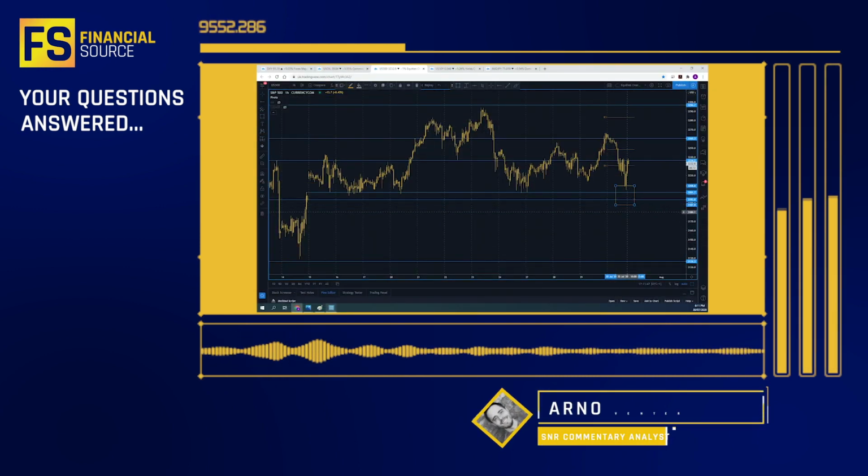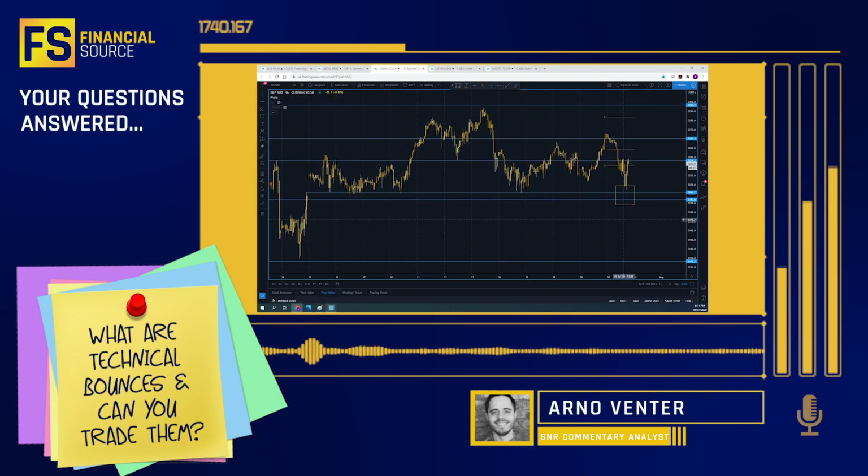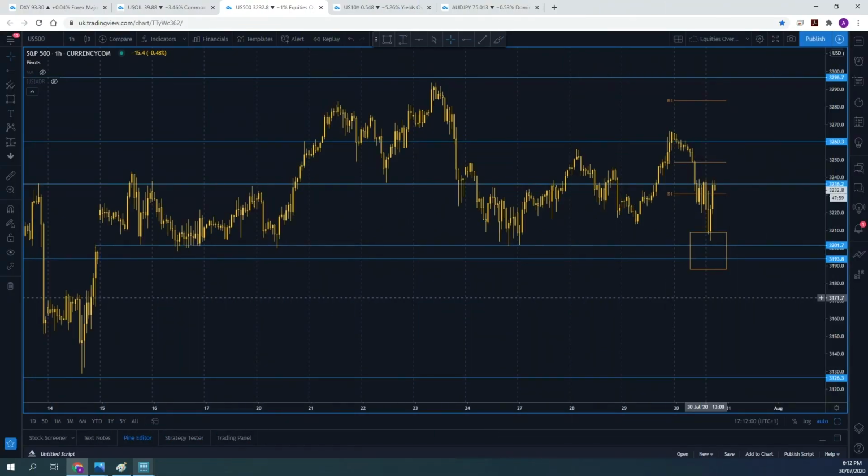We have a question here from a new subscriber saying that he often hears us refer to technical bounces from key support or resistance areas, and says that very often when we mention in our videos that price might bounce from key areas, they very often do, and asks why we can't trade some of these bounces.